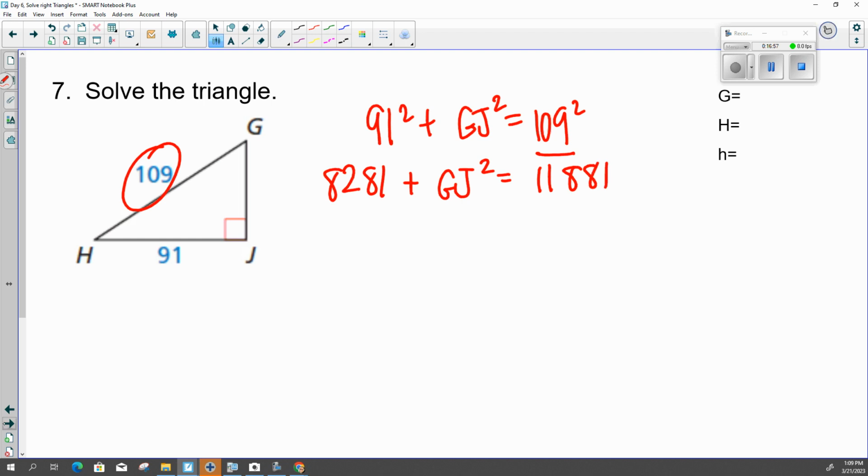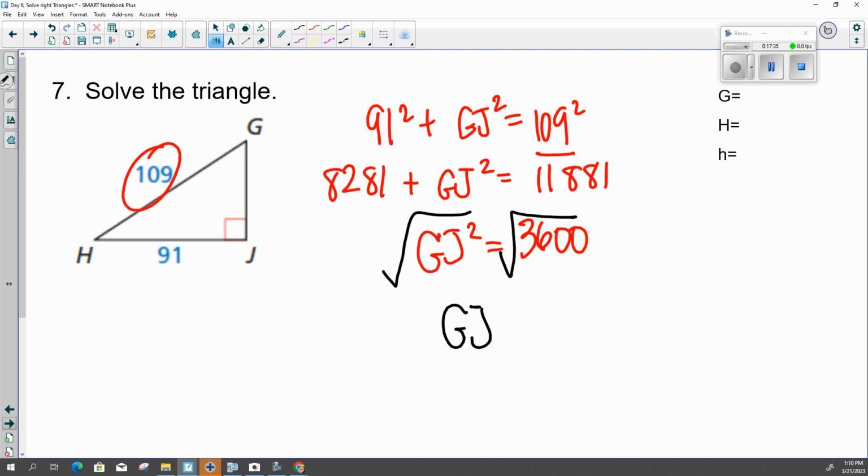Wow. I think this is going to be perfect. I love Pythagorean triples. I'm so much happier. What? GJ is 60.